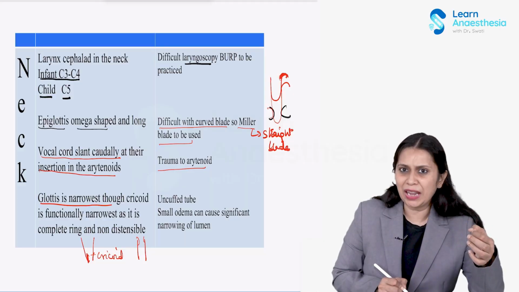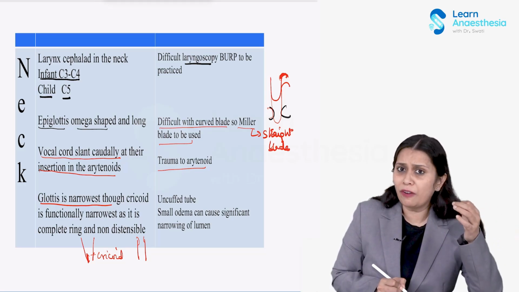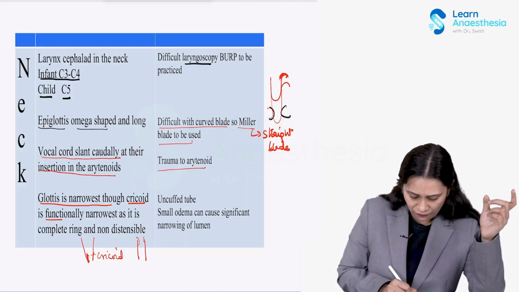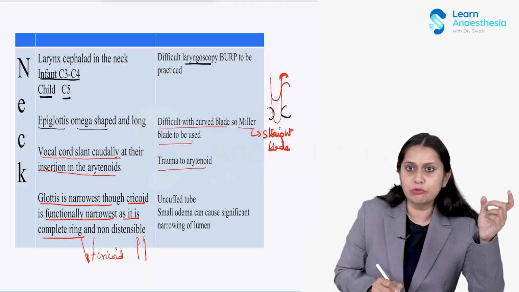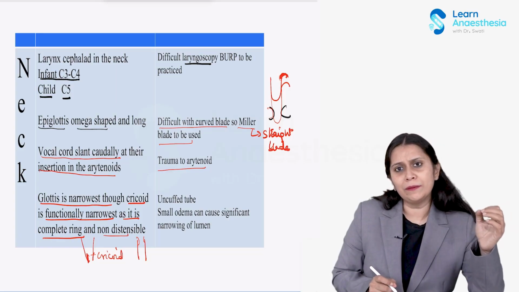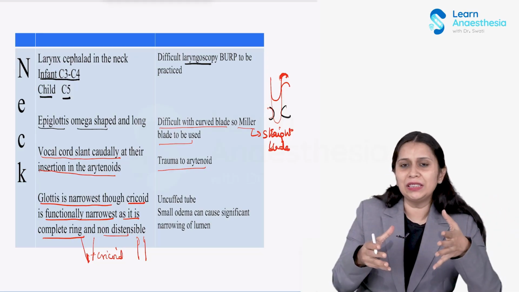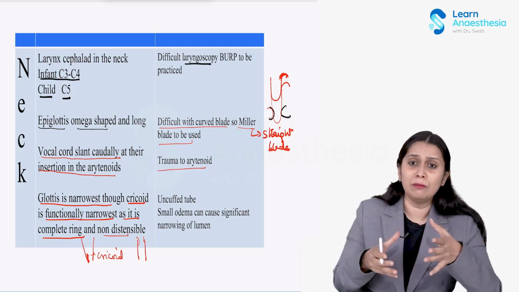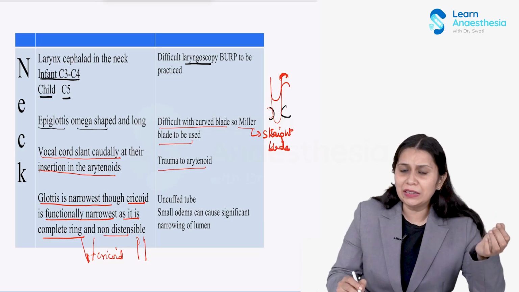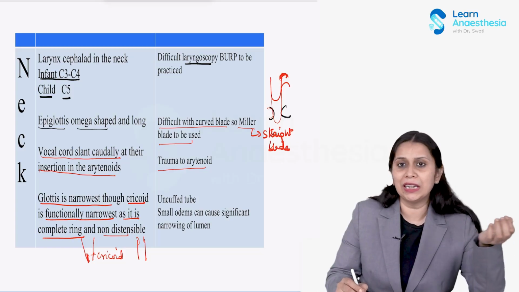It's a ring shaped cartilage and it cannot expand. That is the part of the airway which is non-expandable. So functionally it is the narrowest part. So the glottis is narrowest, though the cricoid is functionally narrowest as it is a complete ring and it is non-distensible. It would not distend. And if trauma happens to the cricoid, since it will not distend, that would cause more obstruction. Right? More would be the risk of obstruction. A little trauma would increase the airway resistance to a great extent because of the decrease in the radius and the diameter of the airway.